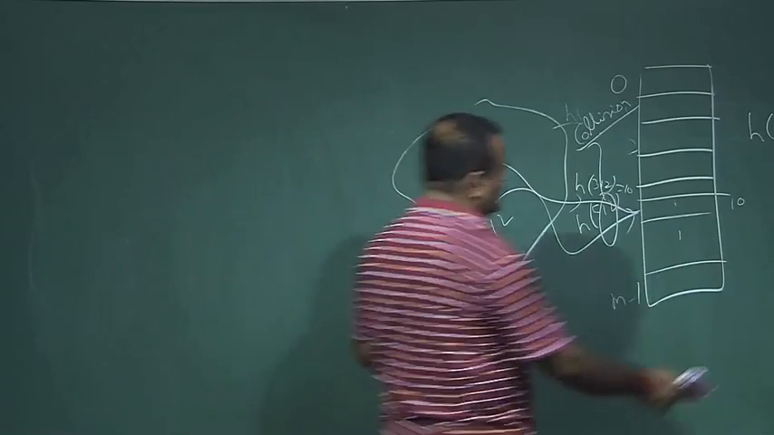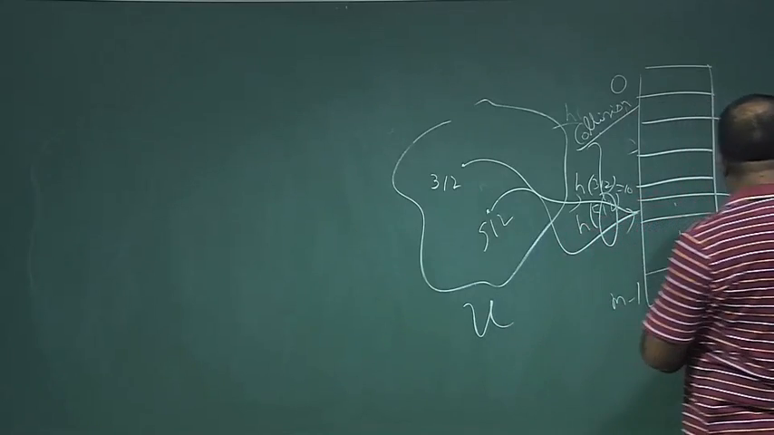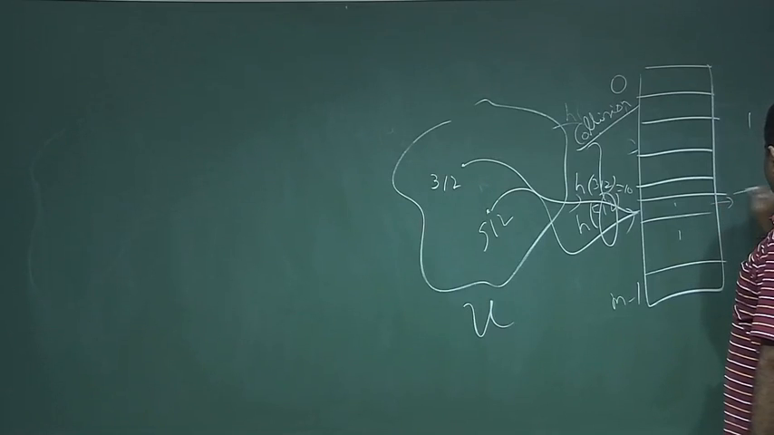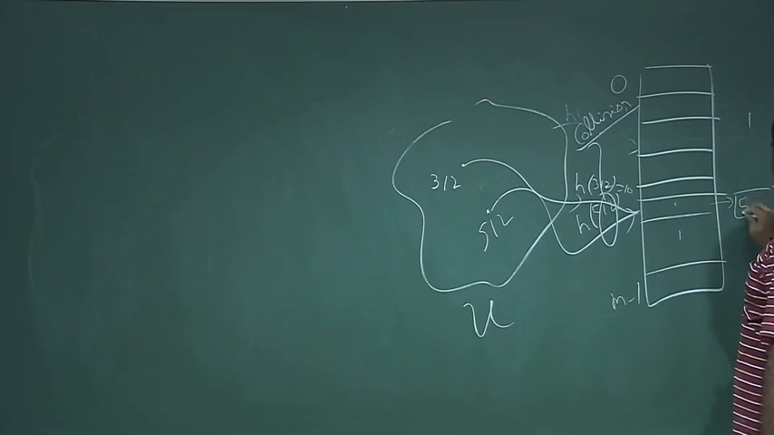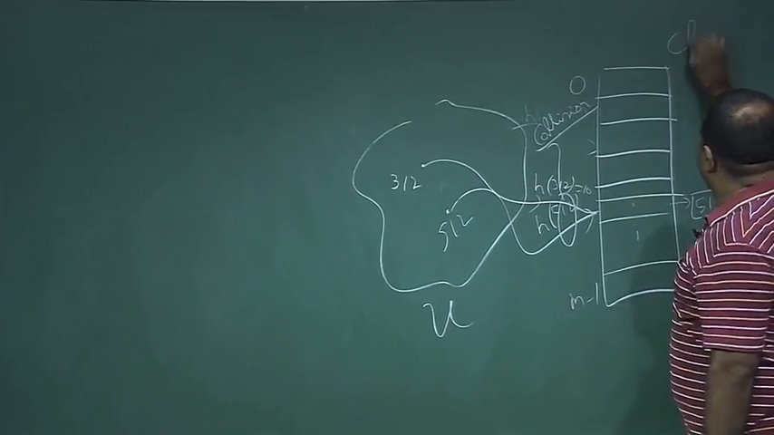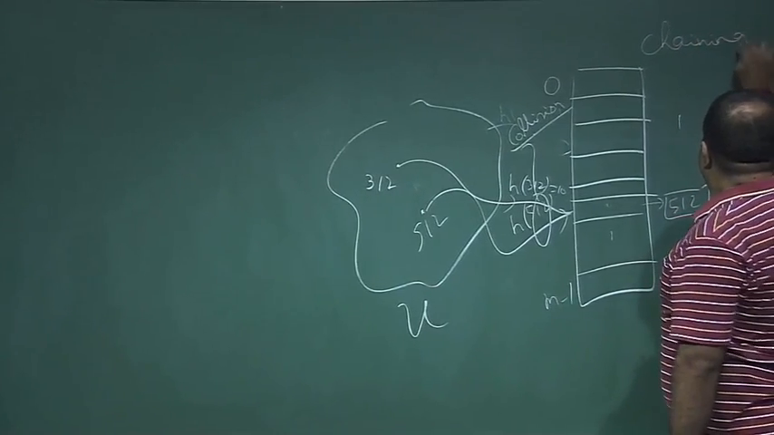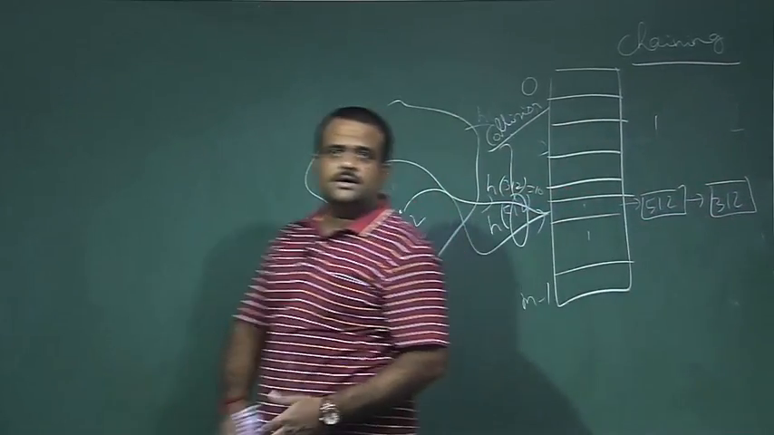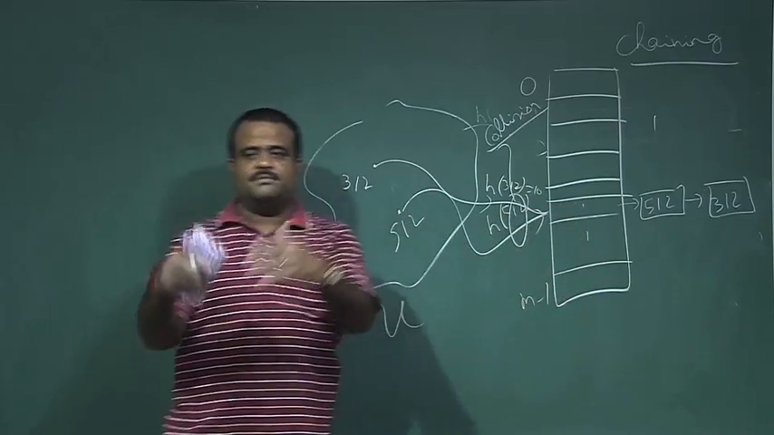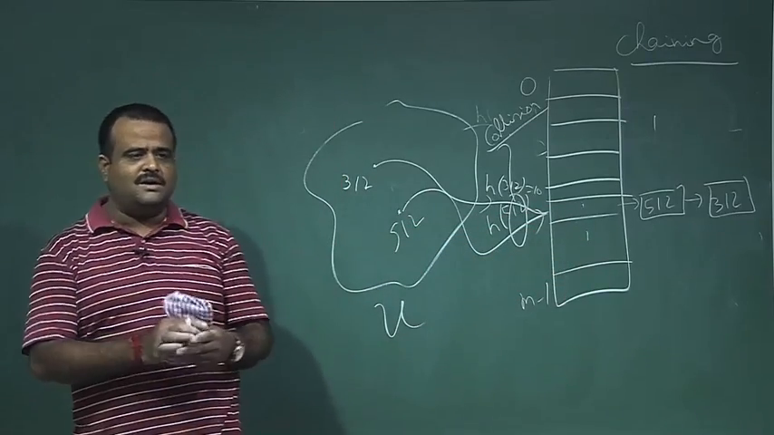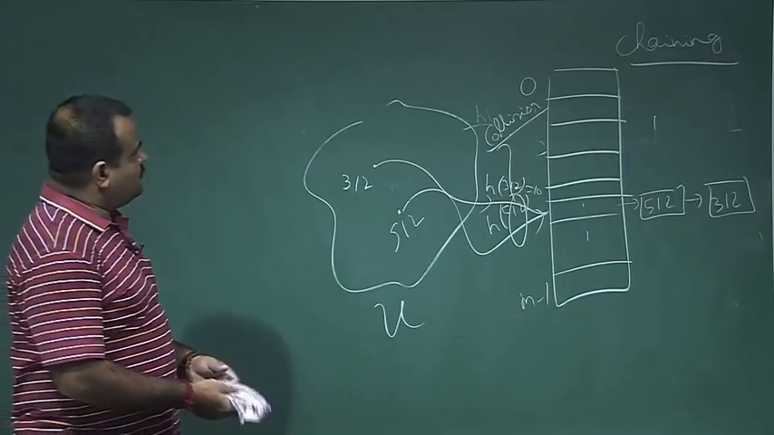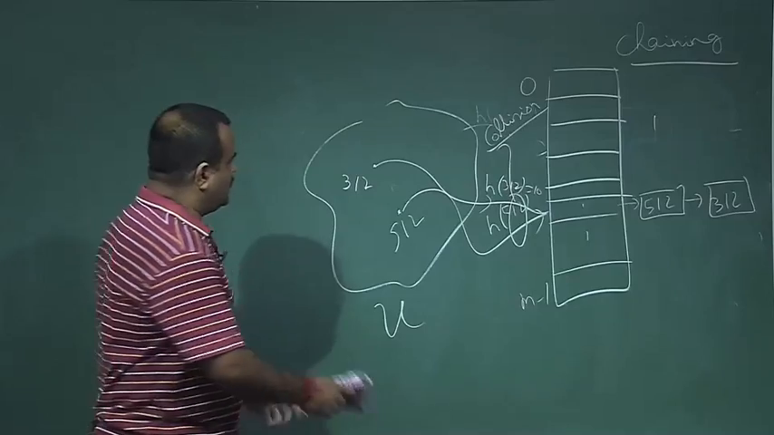We can have a chain. Here two keys, 512 and 312, are colliding in the 10th slot. So, what we can have is a chain, or linked list. This is called the chaining method. If more than one key collides in a slot, we put them in a linked list. So, this is the hash function, and this way we will store our keys.